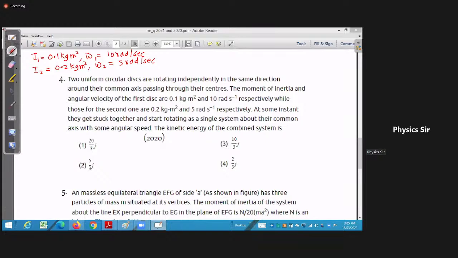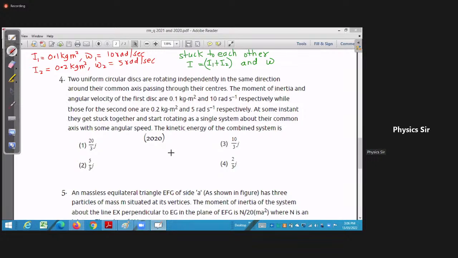So what is happening now? They are sticking to each other. Whenever they are sticking to each other, what will happen? The total moment of inertia will be I1 plus I2. And let omega be the angular velocity.